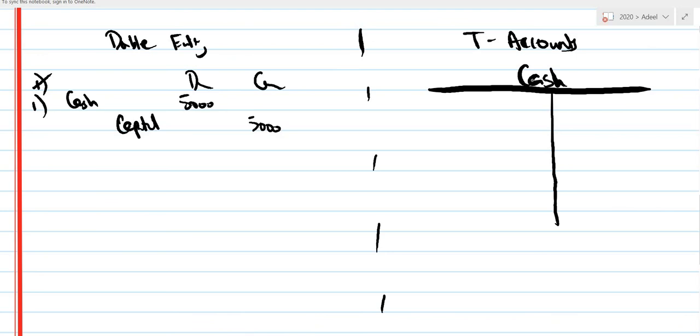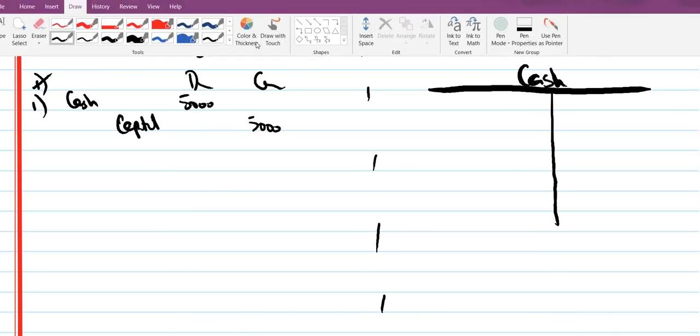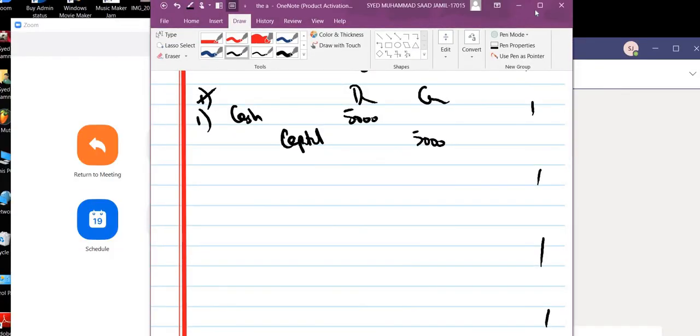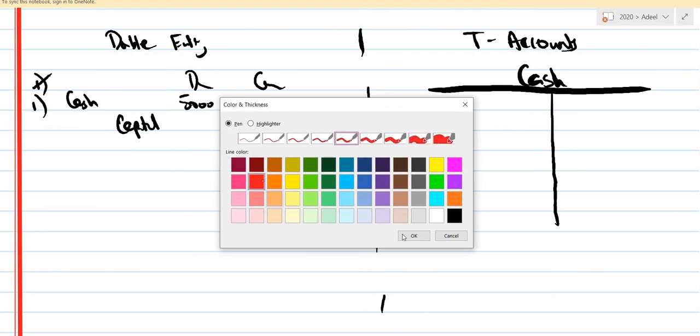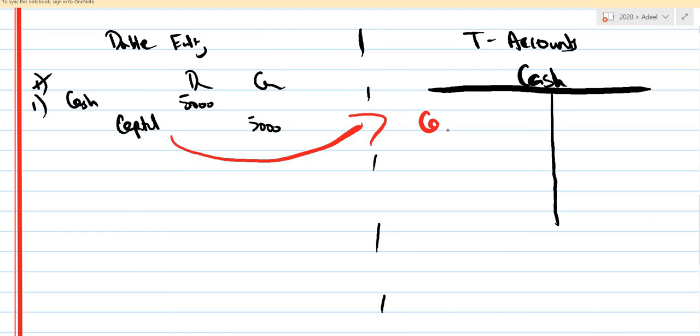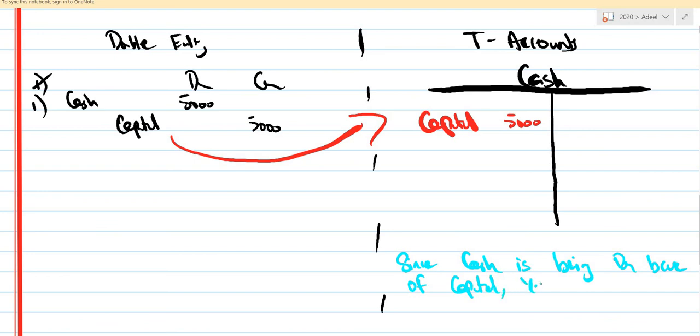All right. So now in the T account, cash is being debited, right? Yes. Since cash is being debited because of capital, in the T account, you will write capital on the debit side of the cash account. Now I'll write this down in theory as well. It would be preferred if you copy this statement which I'm writing. Since cash is being debited because of capital, you will write capital on the debit side of cash T account.